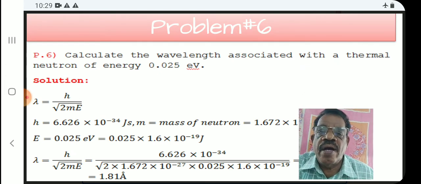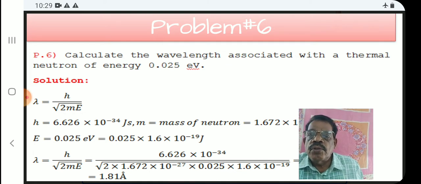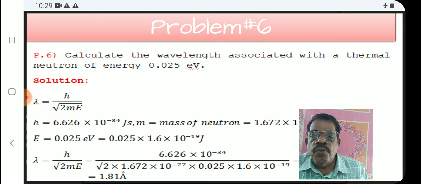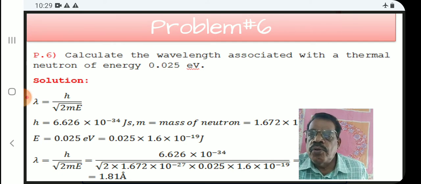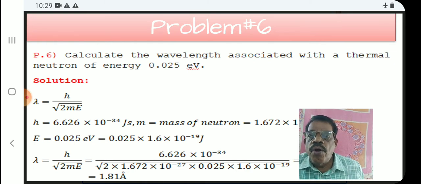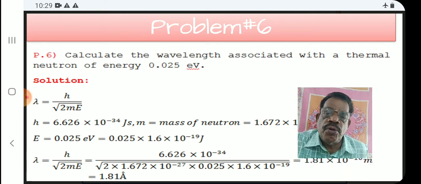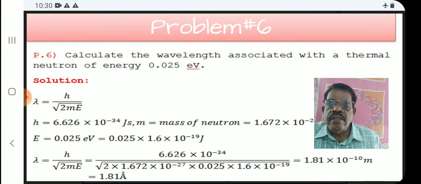Calculate the wavelength associated with a thermal neutron of energy 0.025 eV. What is a thermal neutron? A neutron which is in thermal equilibrium with the surrounding temperature is called a thermal neutron. You understood the meaning of thermal neutron? A neutron in thermal equilibrium with the surrounding.